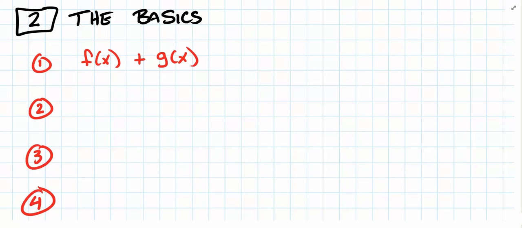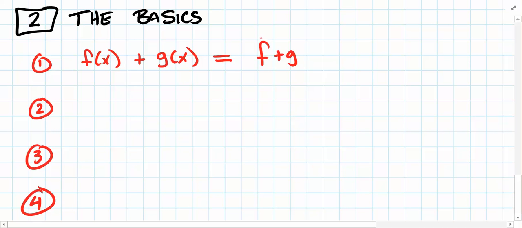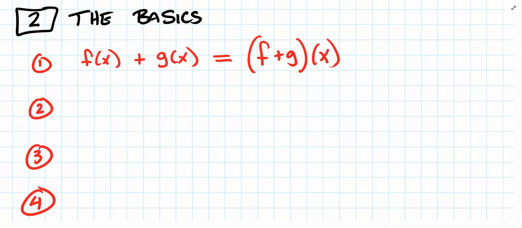And I want to add them together. Okay, the notation that we would use would be this. We would say f plus g of x. That's the notation that we would use, f plus g of x. Those two things mean the same thing on either side. Have you seen that notation before? Yeah? Okay. So these are the basics right here.